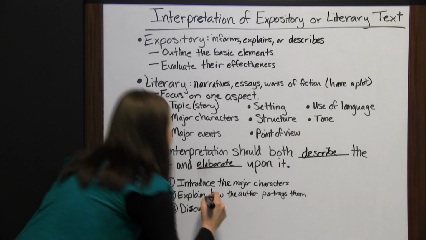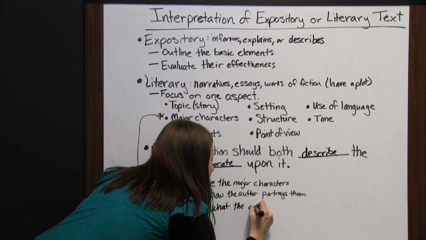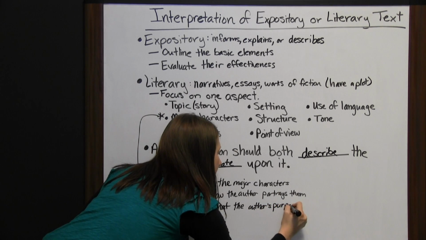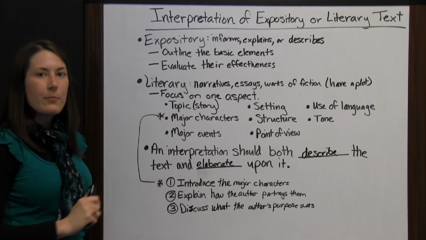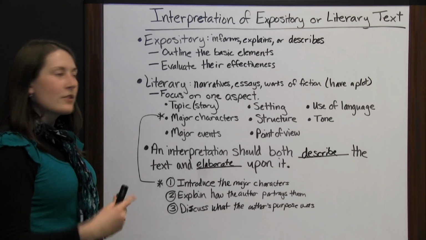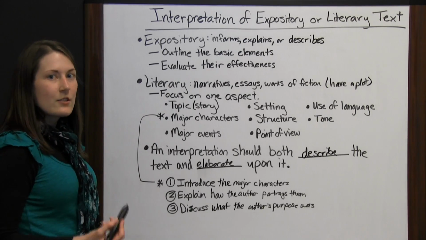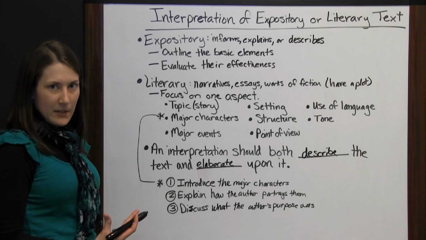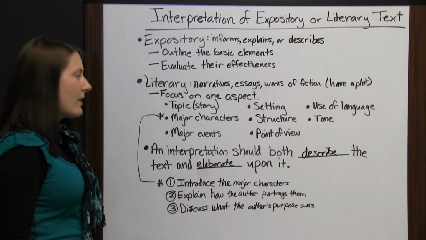And then discuss what the author's purpose was. Why did the author portray them that way? What did the author want to get across to readers? And because this is an interpretation, there are going to be several different answers. There's no one right answer, because no one is going to know exactly what the author's purpose was. You're giving your interpretation, what you think the author meant.